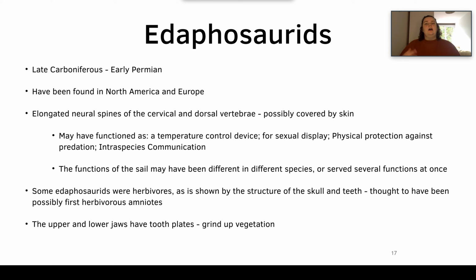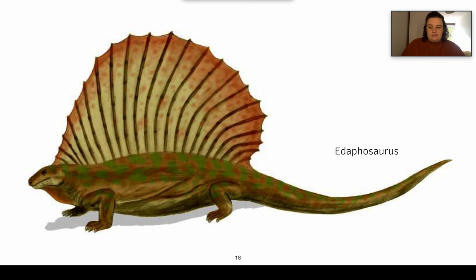skull and teeth. And so the jaws had tooth plates, which is really good for chewing up and grinding plant material. And so it's thought that these Edaphosaurids might have been the first fully herbivorous amniotes. So here we have Edaphosaurus. It looks very similar to Dimetrodon, however, it's a completely different family, and it was probably the main herbivore of the time when Dimetrodon were around.